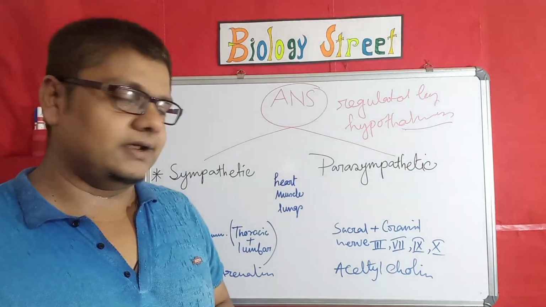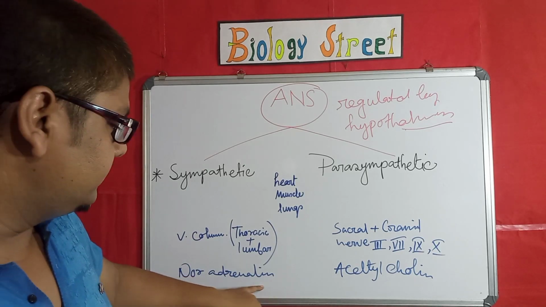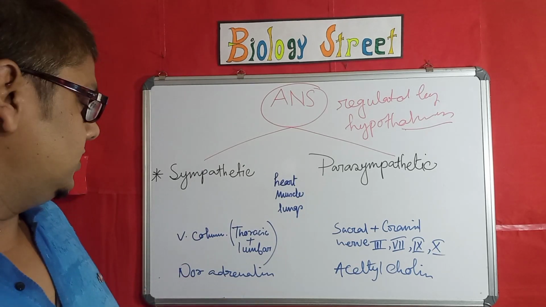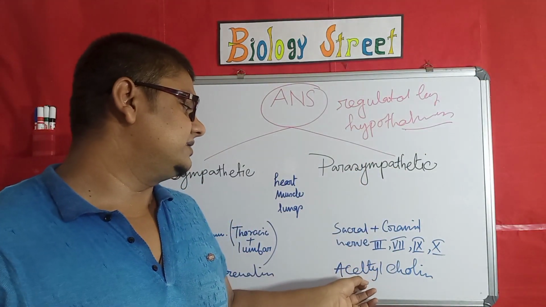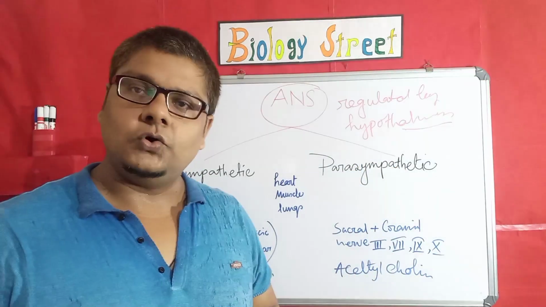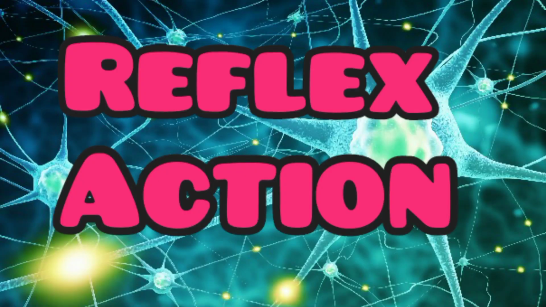And the last thing is that in the sympathetic nervous system, the neurotransmitter that works is noradrenaline, and in the parasympathetic nervous system, this is acetylcholine. This is the basic difference. I hope you could understand this.